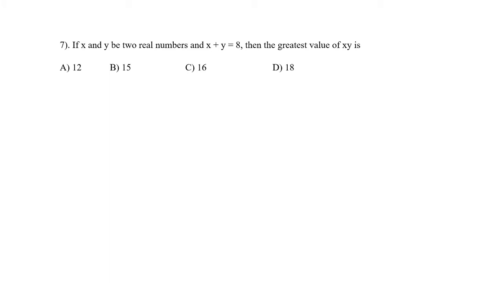If x and y are two real numbers and x plus y is equal to 8, then the greatest value of xy is. Take x plus y equal to 8. Suppose x value is 1 and y value is 7. This is one case. Another case is 2 and y value is 6. Then 3, 5, and 4, 4.